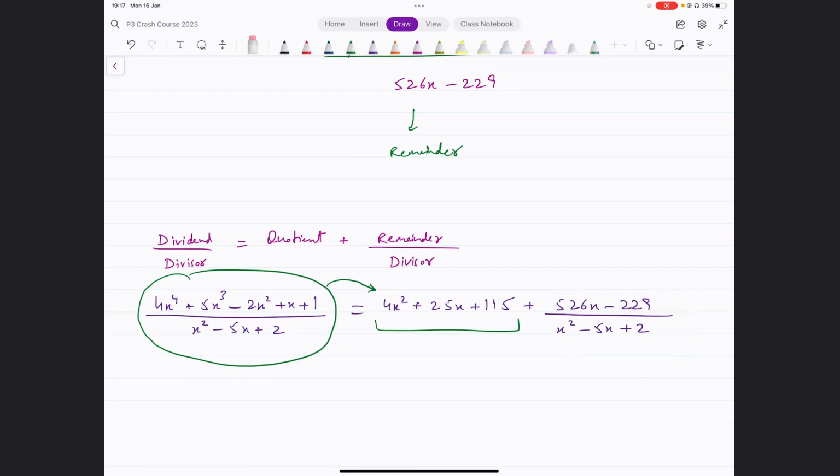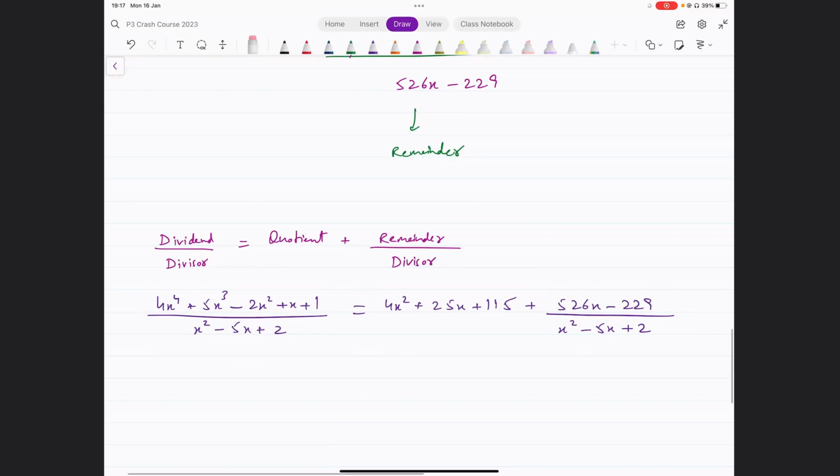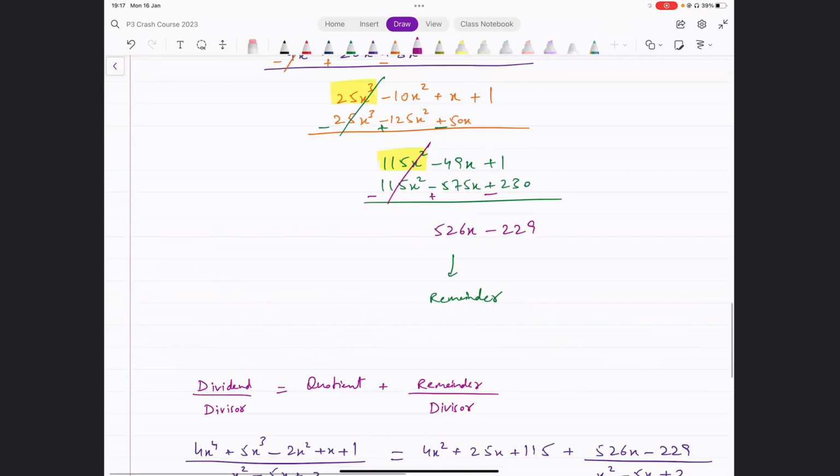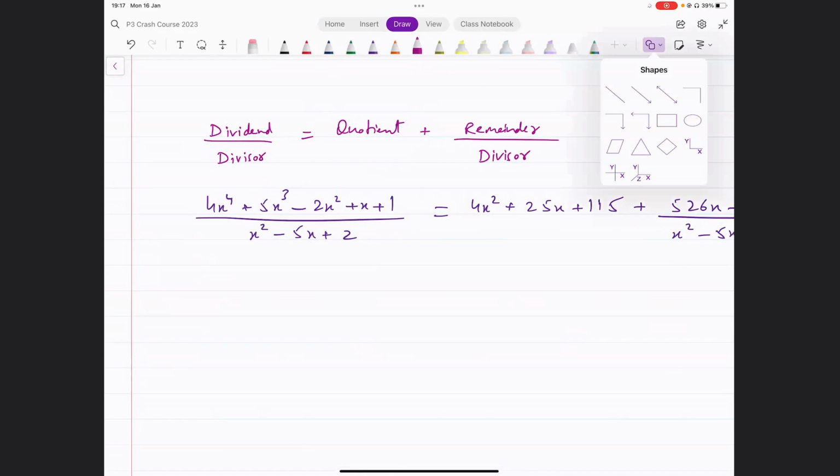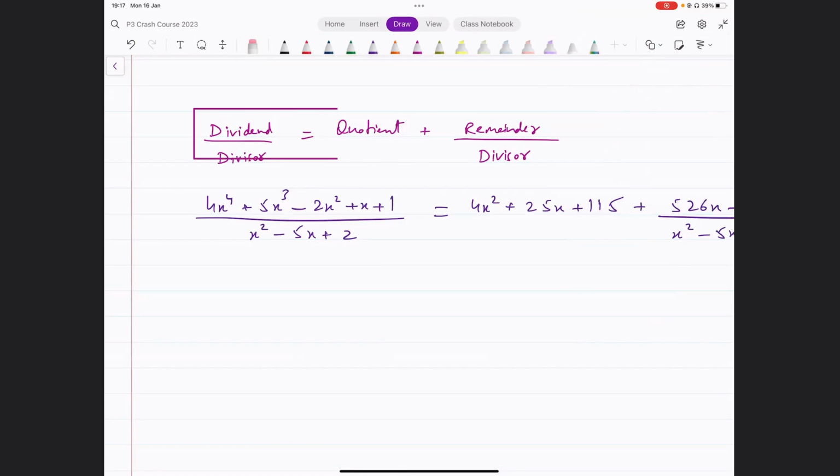All right. So this is important. You need to remember this particular identity from polynomials, that dividend over divisor equals quotient plus remainder over divisor. This identity often comes in handy later. You've got to keep this in mind.